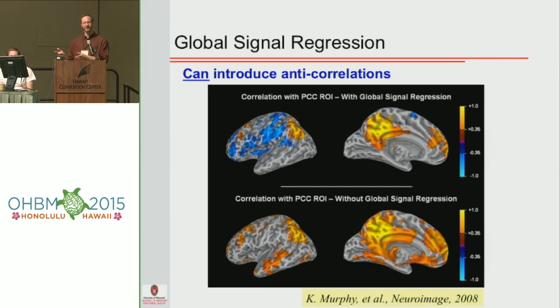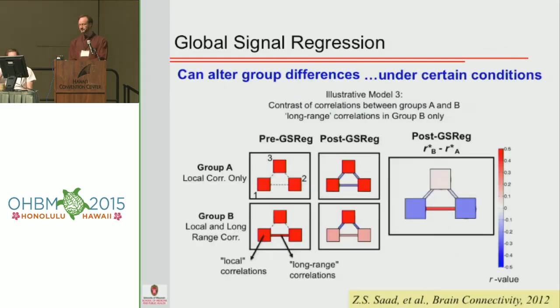The problem is we know that it's possible that this kind of preprocessing can introduce false connections, false negatives, as you see here. But even more problematic, this is some work from Ziad Saad, just in a cartoon example, showing that these kinds of corrections can also create group differences where there weren't any before. So what you see on the panels on the left is an example of two groups. And the only difference between the groups in this simulated toy example is an increase in the long-range connectivity. Now, when you do this before any global signal regression, you can see clearly that's where you see the change.